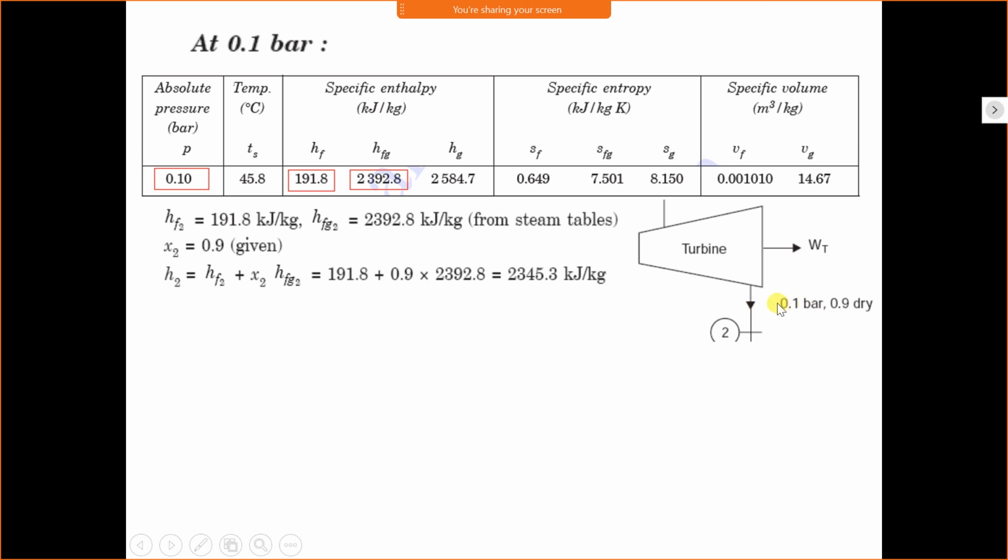This is at 0.1 bar. Now at 0.1 bar the value of hf is 191.8, so I will write 191.8. Then the value of X2 is given, that is 0.9, and hfg at 0.1 bar is 2392.8. Here we will get the value of H2.